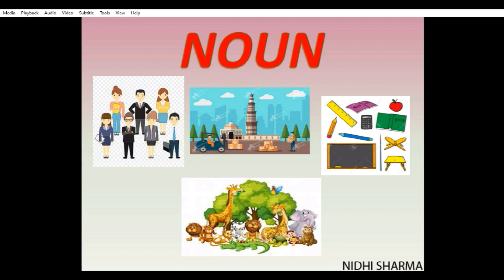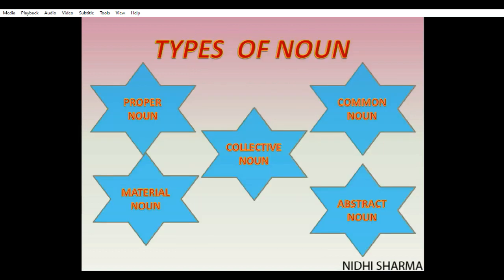Noun is a very huge category of words which is used in English language. Let us go ahead and first see the types of nouns that are there in English language. Proper noun, common noun, collective noun, material noun and abstract noun. So as soon as we move further, we will study in detail about different types of nouns.